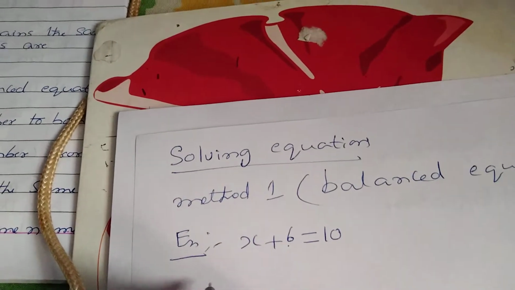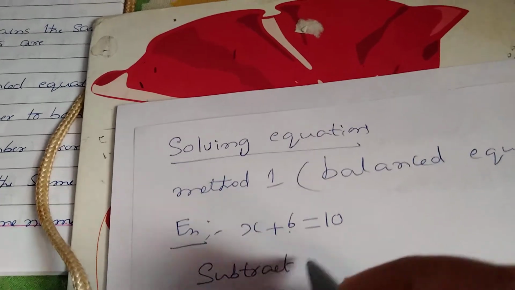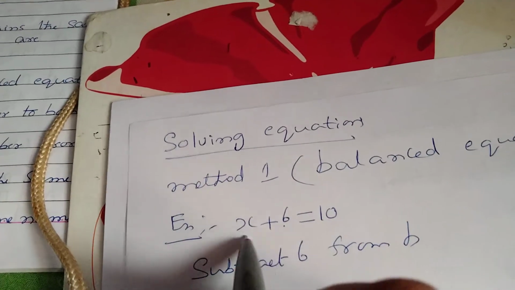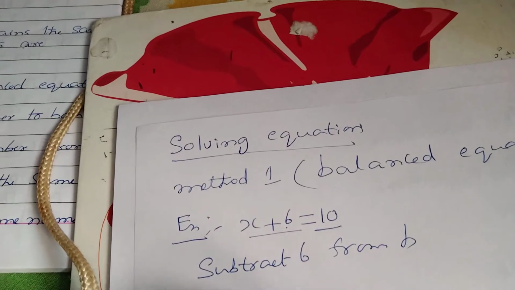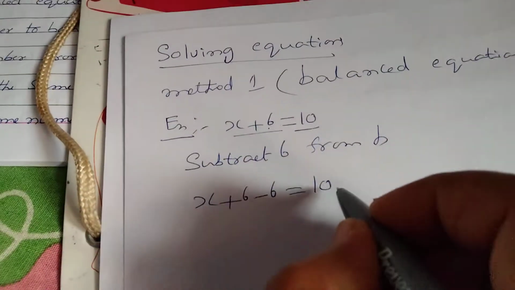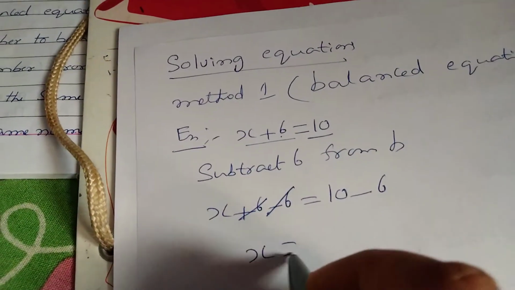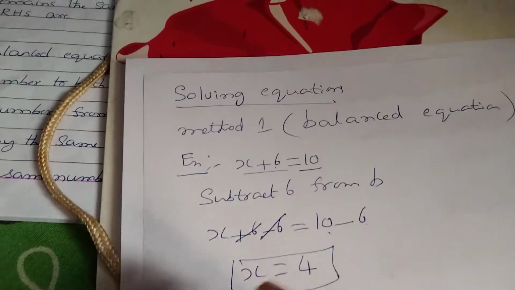So write like this. Here we have to subtract 6 from both the sides, that is, the left hand side and right hand side. So x plus 6 minus 6 is equal to 10 minus 6. Here plus 6 and minus 6 cancel. So x is equal to 10 minus 6, which is 4. This is one method.